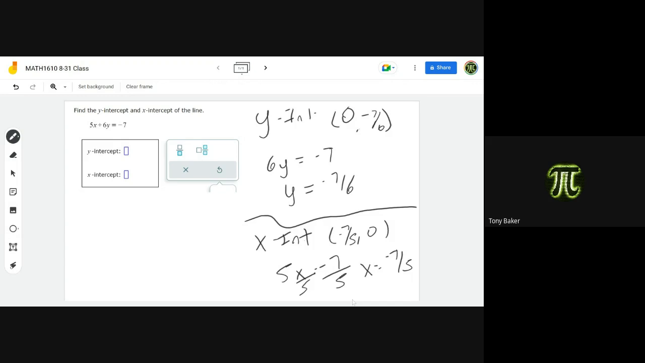So when we go to Alex, we had -7/6 for the y and -7/5 for the x. So you type them in as the fractions. We hit check, and we get this one right.